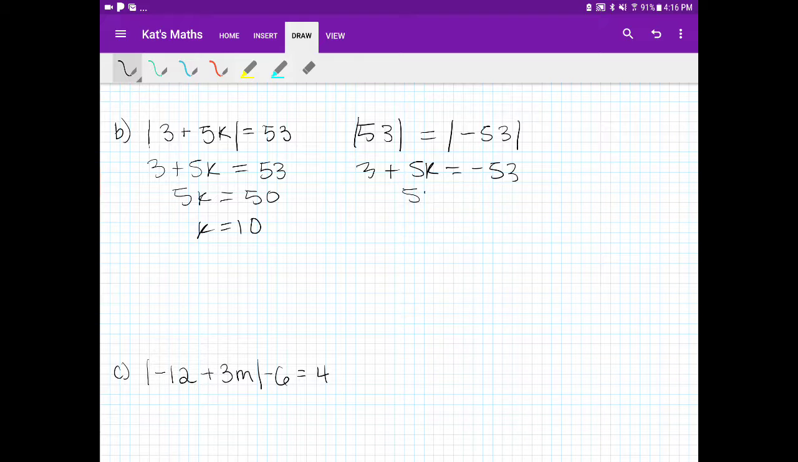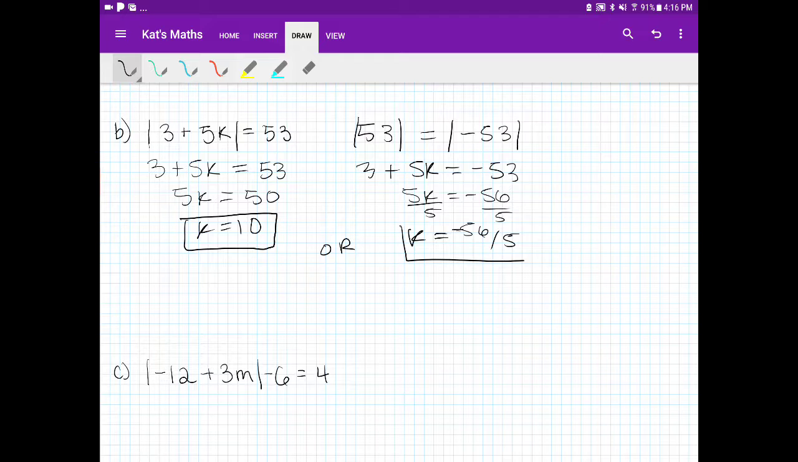And then here, 5k is equal to negative 56. K is equal to negative 56 fifths. So we have k is equal to 10, or k is equal to negative 56 fifths.